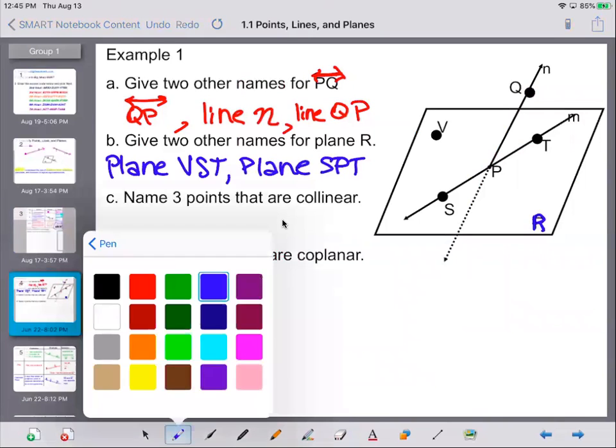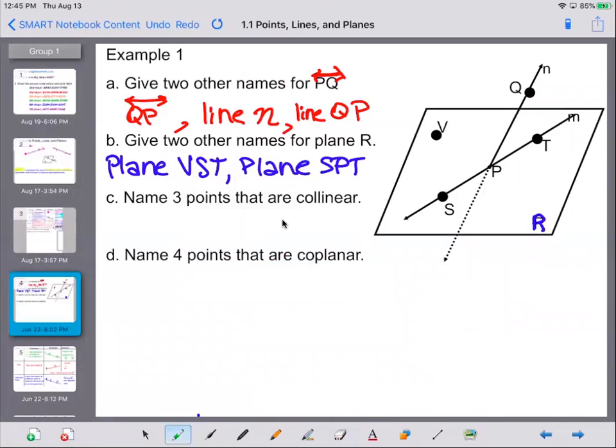All right, part C, name 3 points that are collinear. Remember, collinear means they're on the same line. So 3 points that are on the same line would be points S, P, and T.